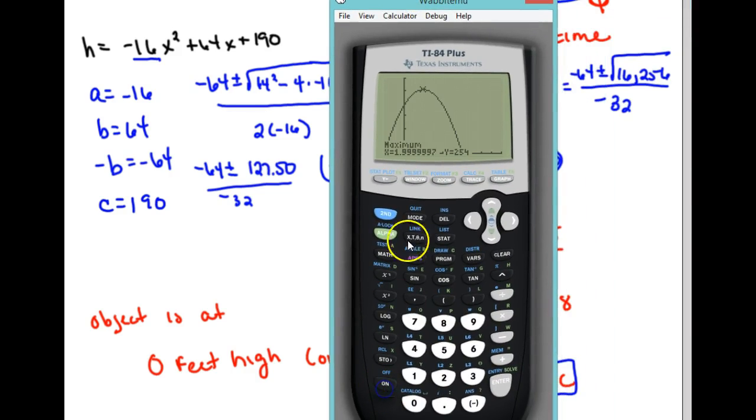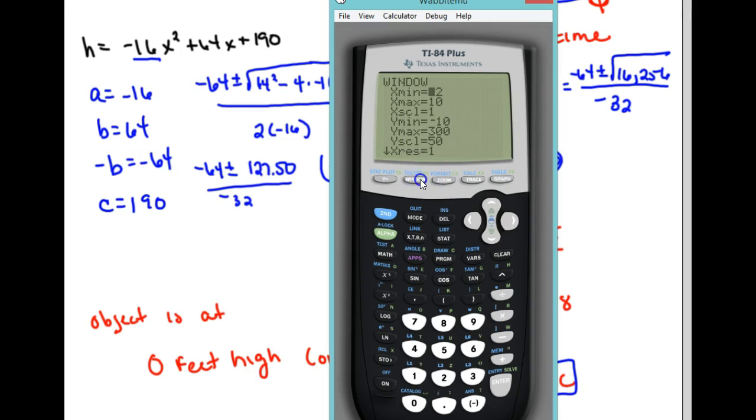All right, we're going to go back in. Y equals, my equation is there, hit graph. We want to make sure that we can move our cursor above the x-axis and below. So I'm going to go ahead and change my y min to possibly negative 10 and hit enter. And now hit graph.